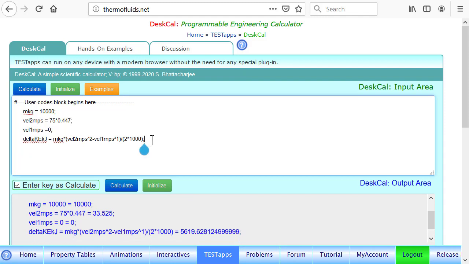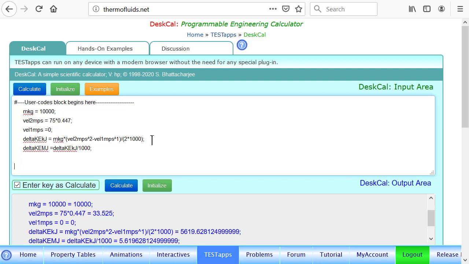So let's get the kinetic energy in million joules. Delta KE in million joules is how much? We say delta KE in kilojoule divided by 1000. So we need 5.61 million. We have an increase of 5.62 million joules.